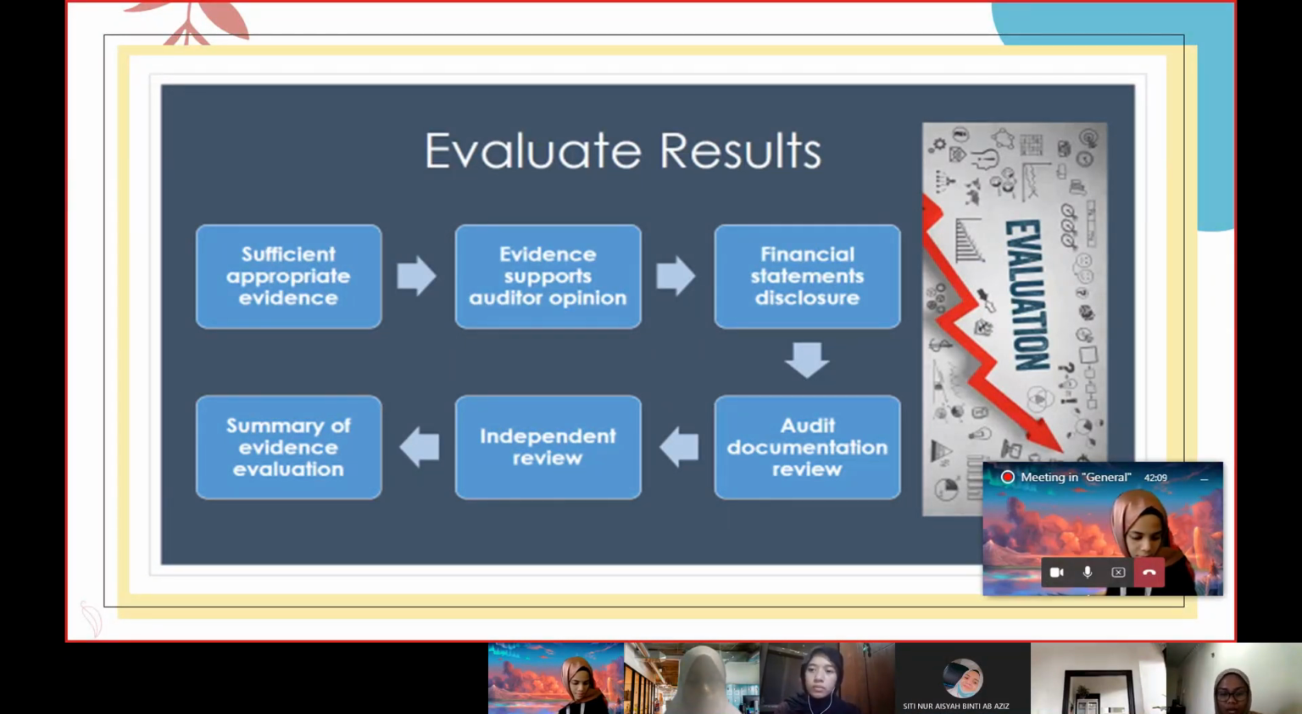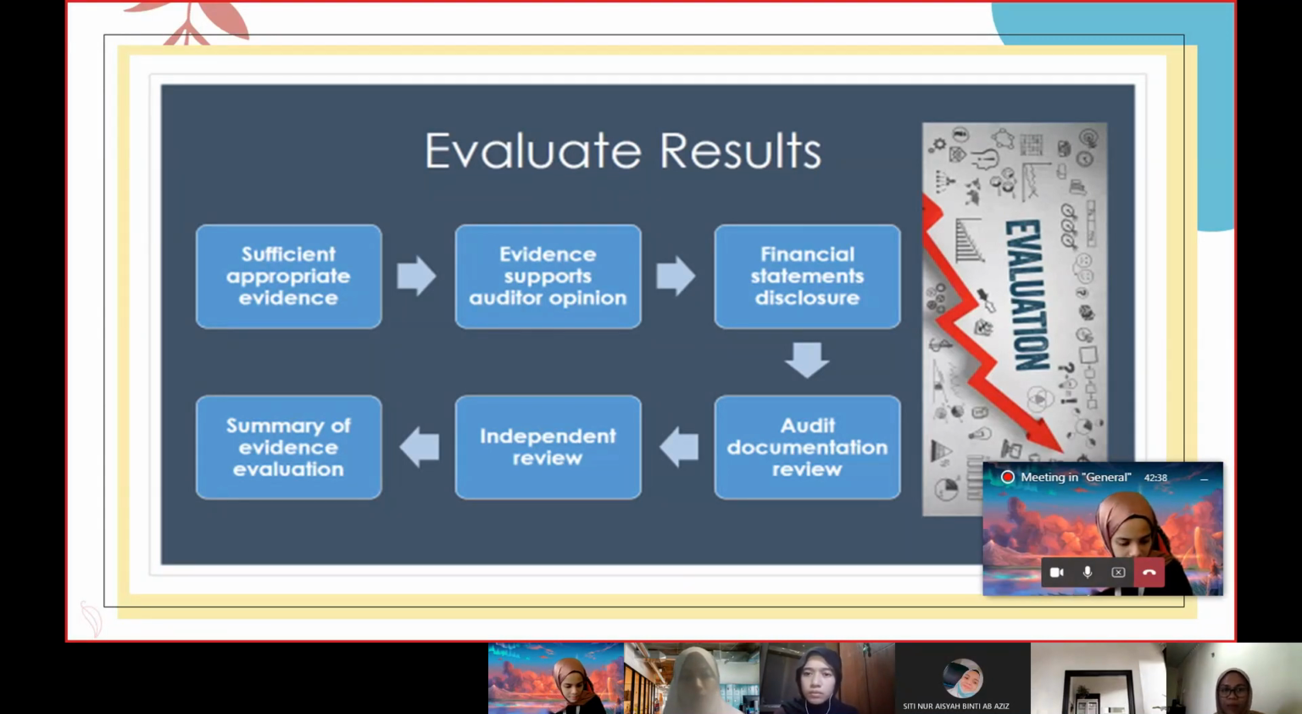So first, to evaluate the performance of inexperienced personnel to make the professional judgment. Second point, to make sure the audit meets the CPA first standard of performance in audit documentation review. So thus, it will proceed through the independent review about the report. And last, issuing on summary of evidence evaluation.